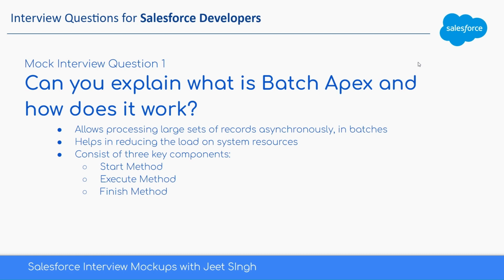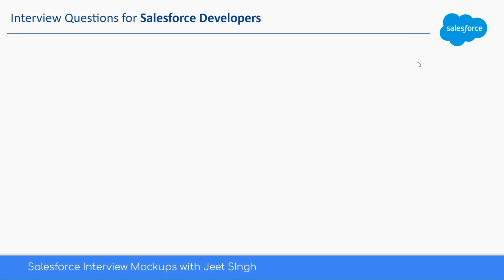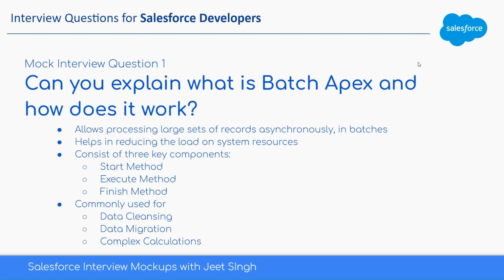Batch Apex is commonly used for data manipulation tasks such as data cleansing, data migration, and complex calculations. It allows developers to efficiently process large volumes of data without impacting system performance or running into governor limits. So, primarily, Batch Apex is a powerful tool for handling bulk data operations in Salesforce.